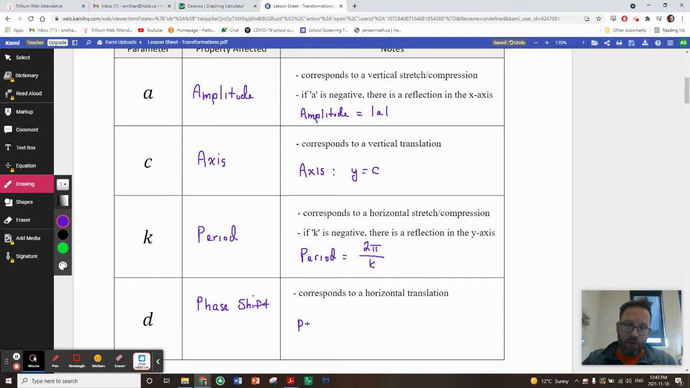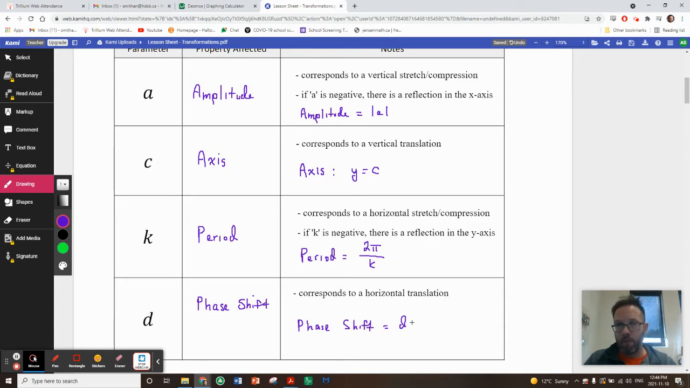And the phase shift is just simply whatever d is equal to. The phase shift equals d. So what we're going to do, and I believe the next few examples we do are going to be basically a review of grade 11 stuff. It's just that we're going to be talking about the period in terms of radians.